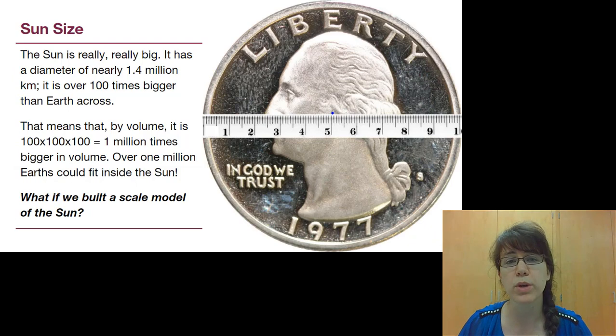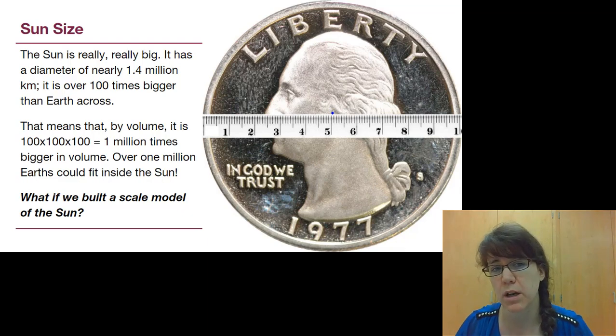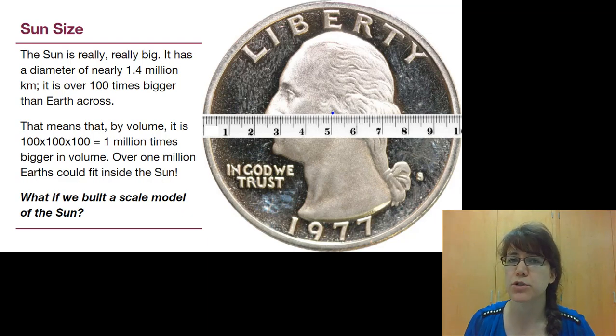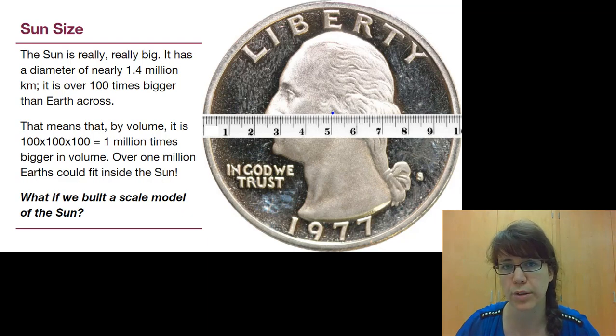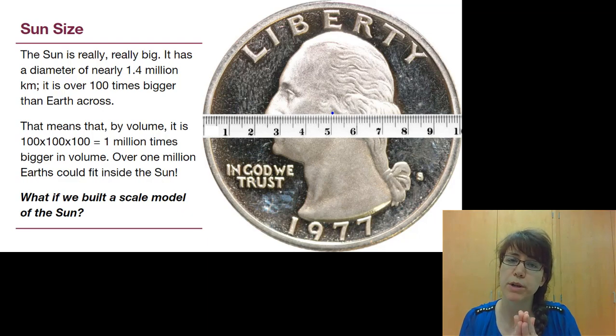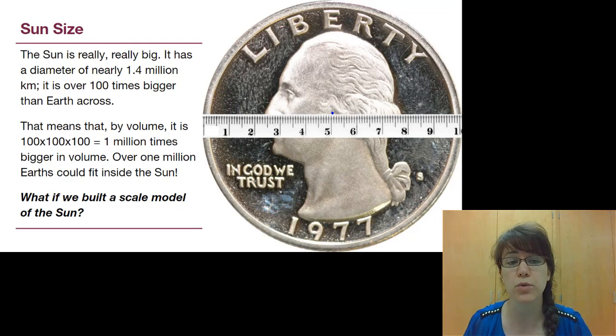The next thing that we want to make sure we understand is that the sun is incredibly, incredibly large. It has a diameter of 1.4 million kilometers, and we've already had the lecture tutorial back from chapter 4 that shows it's over 100 times bigger across than the Earth. That means if we compare the two volumes, we could put over 1 million Earths inside the sun if it were just a hollow sphere.